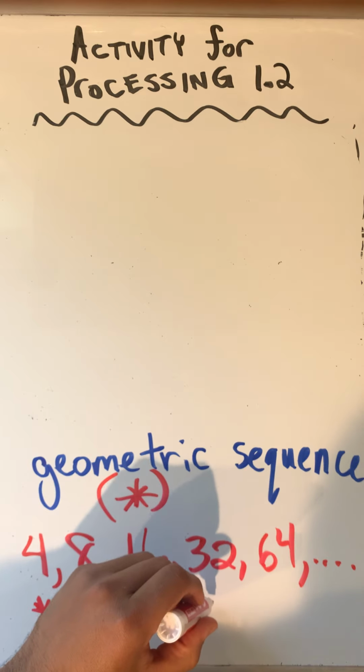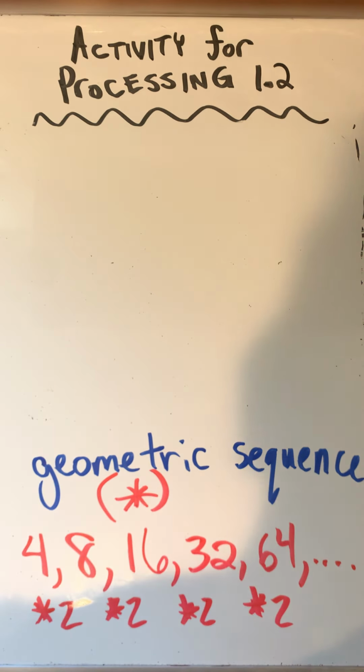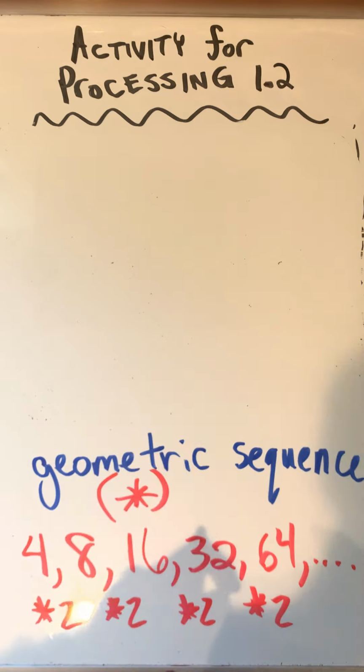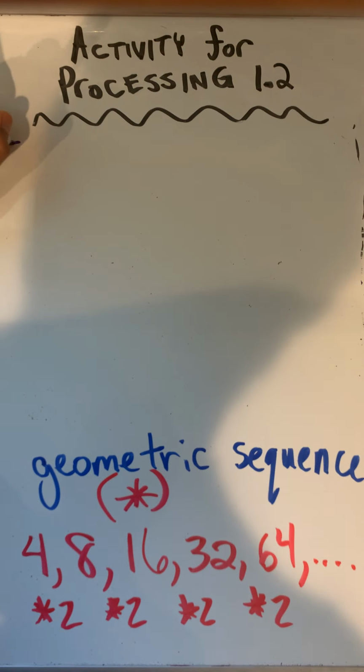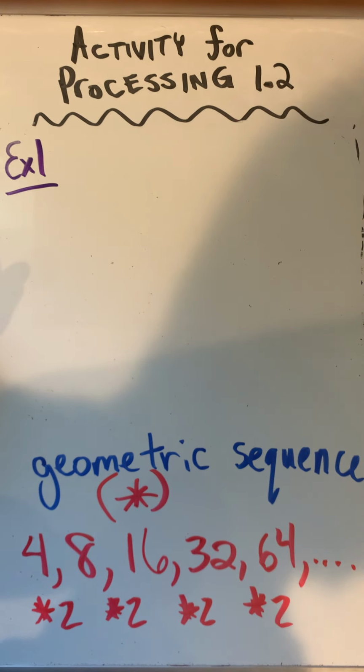Now, in that last video, I did talk about a special situation where you can multiply by fractions and something interesting happens, and we're going to take a look at that in today's video. So, what if we actually have something like this? Let me begin example 1. What if we had a geometric sequence like this?